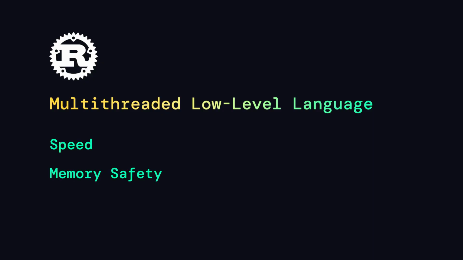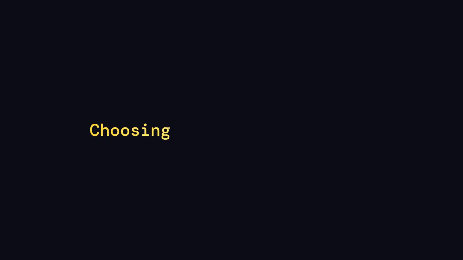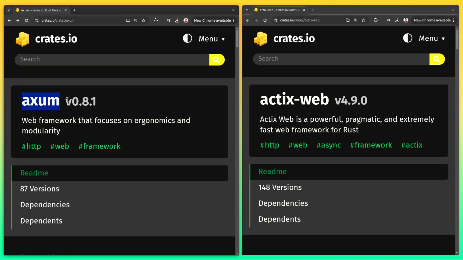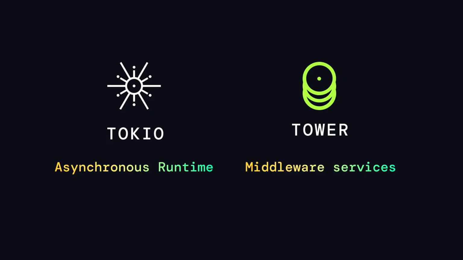Since Rust is a multi-threaded low-level language known for its speed and memory safety, it is arguably the best choice for back-end development. When starting back-end development in a new language, one of the first decisions you will face is choosing the right framework. In Rust, the two names that dominate the space are Axum and Actix-Web. However, Axum is the preferred choice since it uses Tokio for its async runtime and Tower for its middleware services.